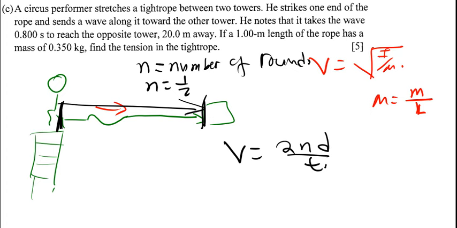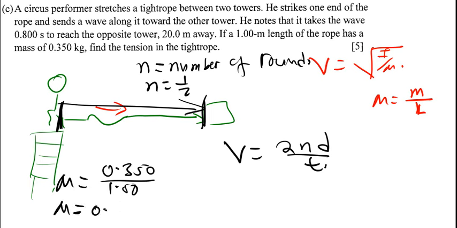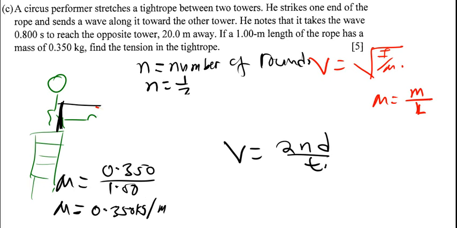Now we want to find the tension force. So v can be replaced by the square root of F divided by mu. Let's first find the mu value. So mu is the mass, 0.350, over the length, 1.00, therefore mu is just 0.350 kg per meter. As simple as that.